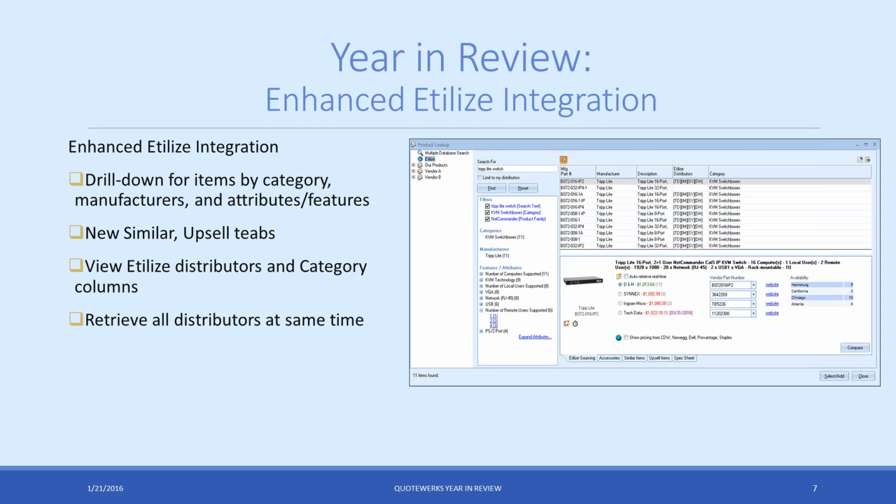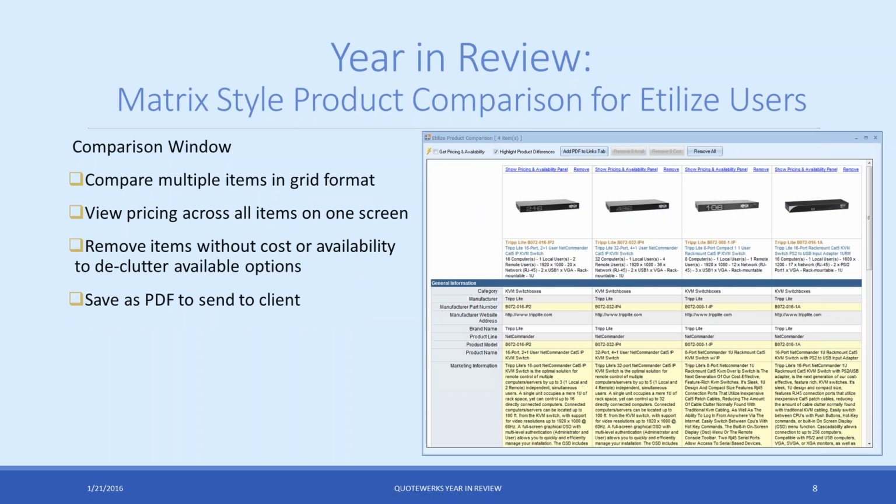We also added the distributors column and the categories column, which I'll show you here today. This is where you can quickly see which distributors typically carry that item and which category they fall into. Again, a lot of these updates were just to make things easier on you, and a little more efficient to find those exact items that you were looking for.